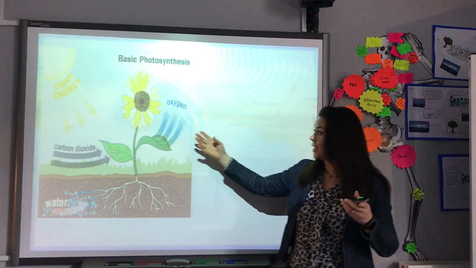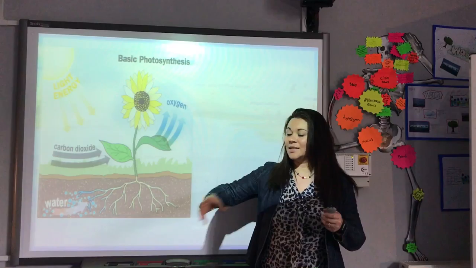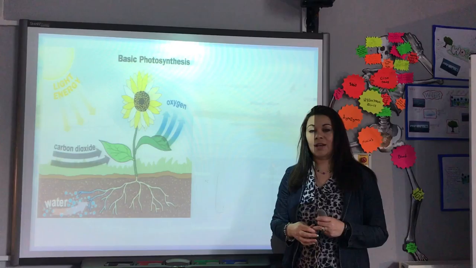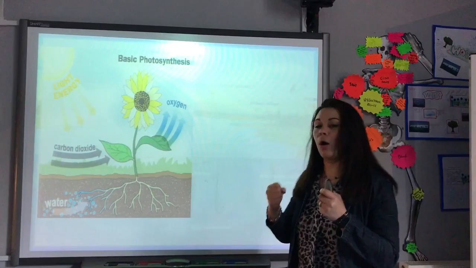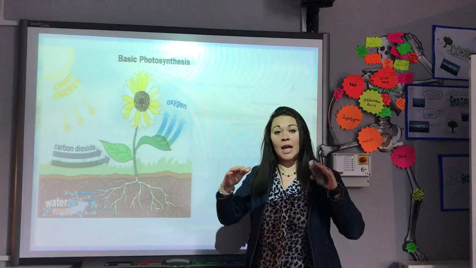So these plants are also at the bottom of food chains. We call them the producers. So we can see then that all of the energy that feeds up the food chains is from the sun. Okay, so photosynthesis is the process by which autotrophic plants produce their own food using their energy from the sun. So we can see here that carbon dioxide is taken out of the atmosphere.